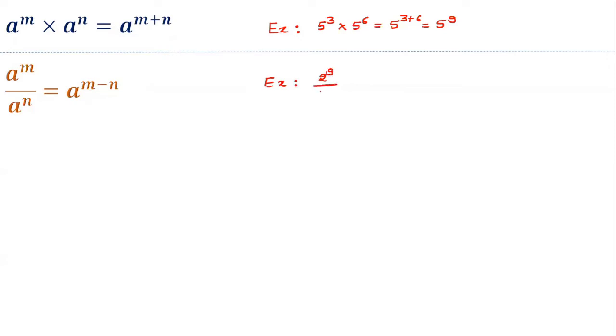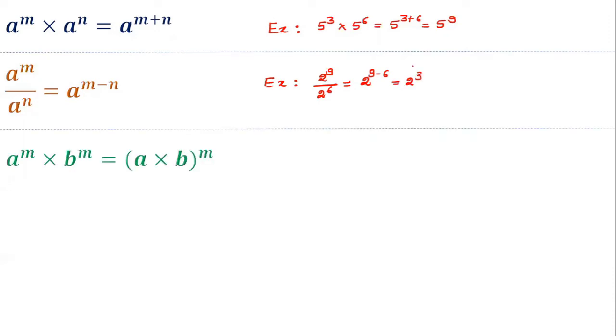2 to the power 9 divided by 2 to the power 6 is equal to, bases are equal, so 2 to the power 9 minus 6, subtract the powers, that is equal to 2 to the power 3. See the next law of exponents. A to the power m into b to the power m is equal to a into b whole to the power m. See here, bases are different, powers are equal.